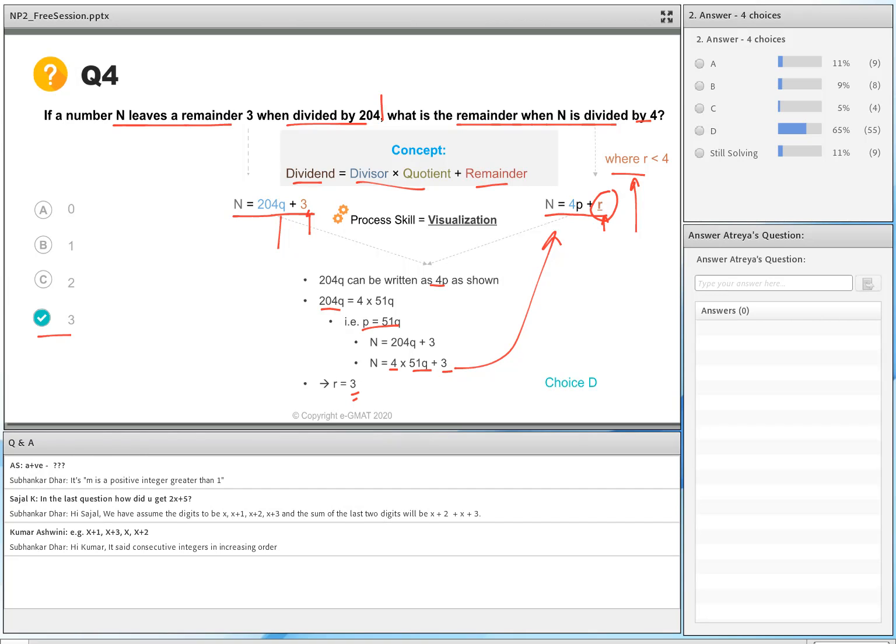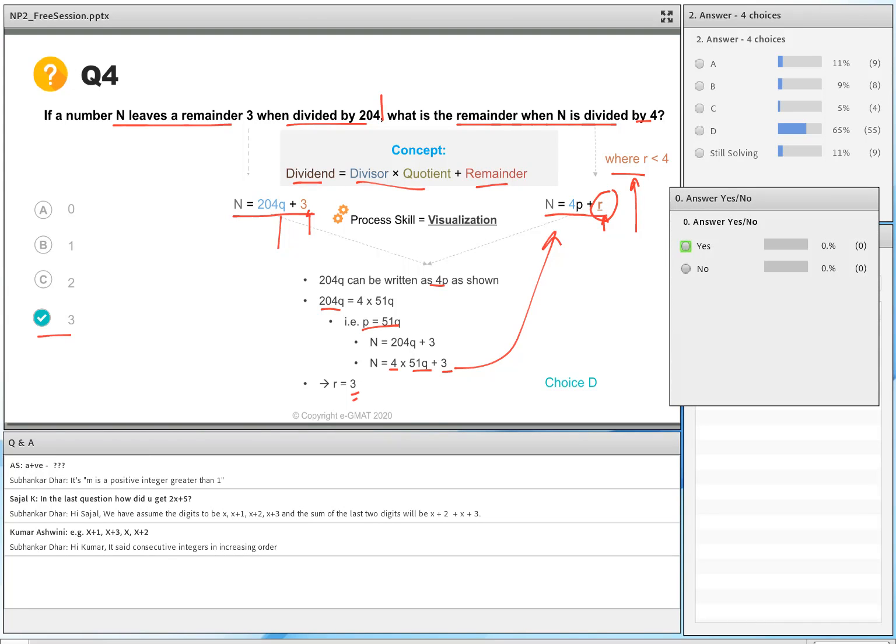Now, how many of you think that this is a lengthy approach? In the yes/no poll, please mark yes if you think it's a lengthy approach.